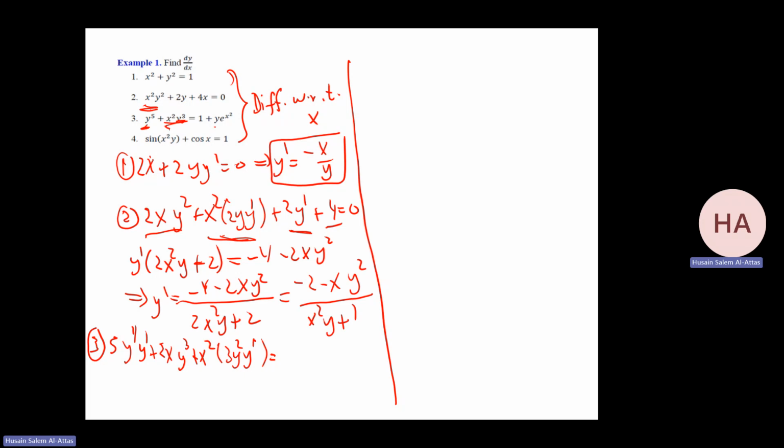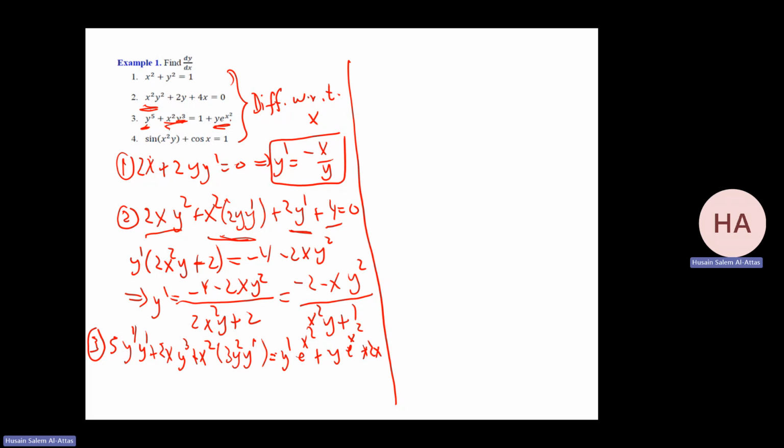Now I have a product of two functions again. That will be y prime e to the power x squared plus y, derivative of e to the power x squared. I need the chain rule here: e to the x squared times the derivative of x squared, which is 2x. Okay. Now combine the ones with y prime on one side, the ones with no y prime on the other side.